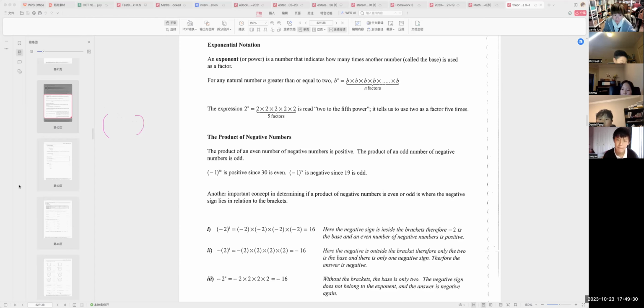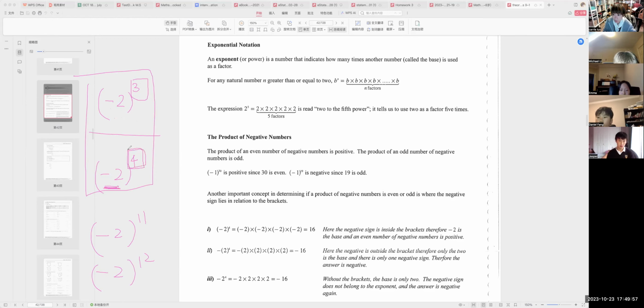Okay, there's another very important thing. If I have -2 power 3, -2 power 4, -2 power 11, and -2 power 12, I want you to take a look at this. The first one is a negative base with an odd power, and this one is a negative base with an even power. When you have an odd power with a negative base, the answer is always negative. If you have a negative base with an even power, the answer will always be positive.